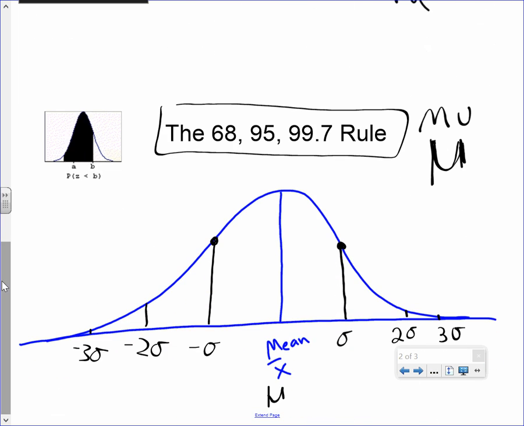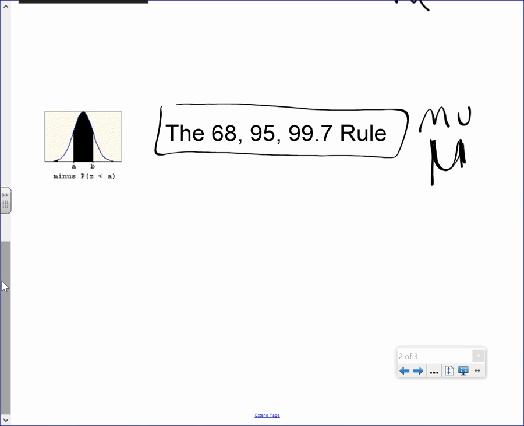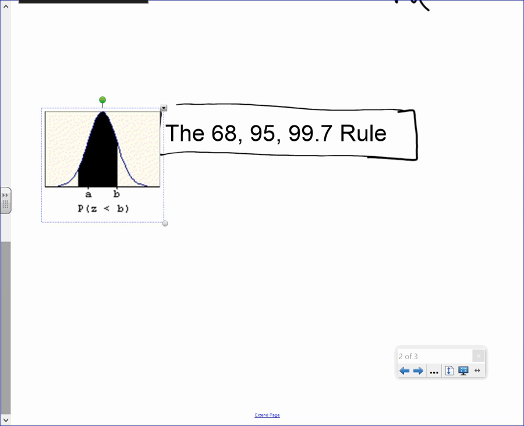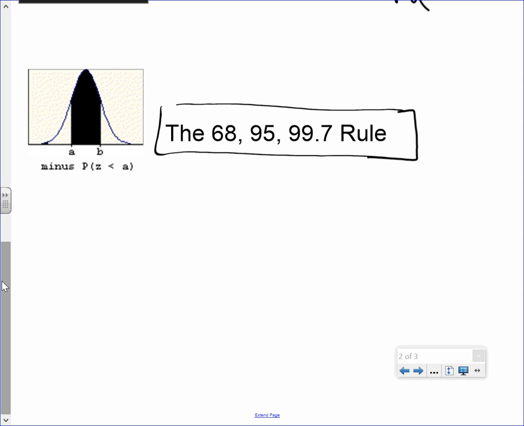Go ahead and write the 68, 95, 99.7 rule. I'm going to write that down. So it's like a subsection of your notes here. The 68, 95, 99.7 rule. And notice I got a normal distribution right here, and there's certain parts of it being shaded. That's where we're headed tomorrow. But for now, I'm going to write that down.